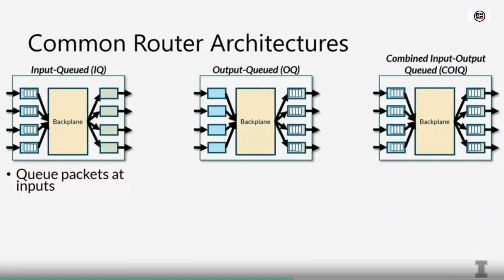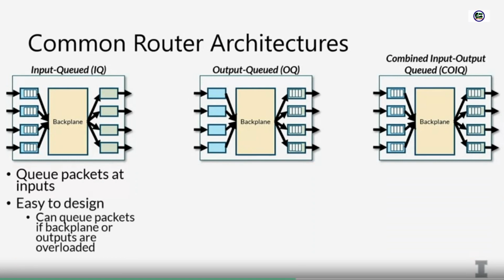We don't have to have some sort of crazy distributed system inside the router that coordinates queuing and decides where to queue things. If we only have one point where we queue, then router designs get easier. So you can queue packets if the backplane gets overloaded and the outputs get overloaded. So this is a pretty smart place to queue because it protects the internals of the router as well.